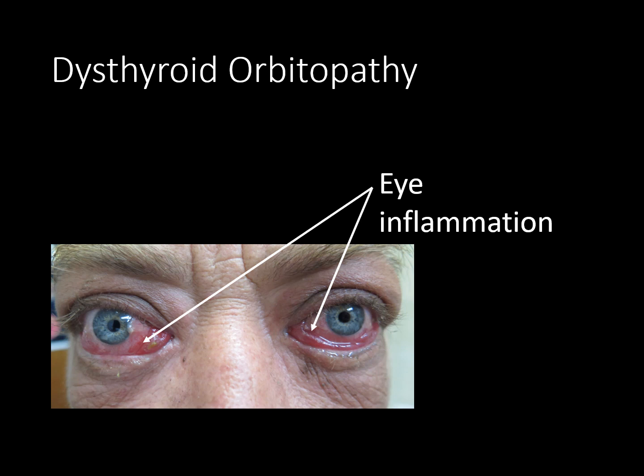Then because of all the inflammatory cells that get attracted to the orbit during this thyroid orbitopathy, you get eye inflammation, again with chemosis, as we had in orbital cellulitis.